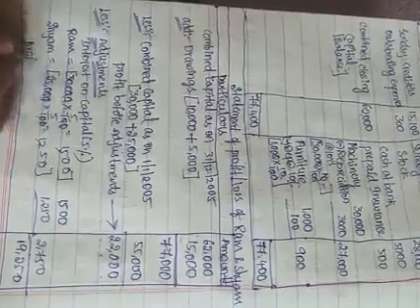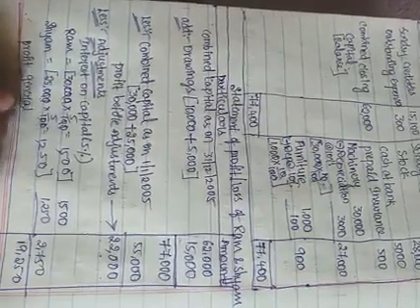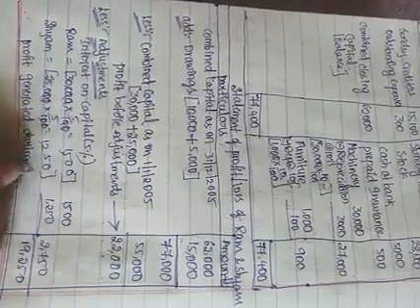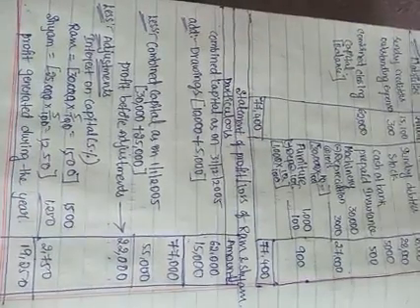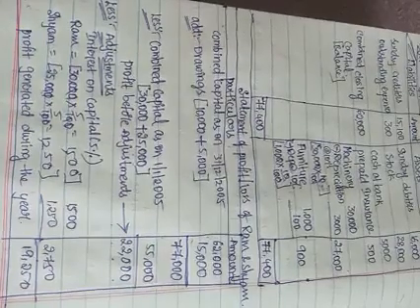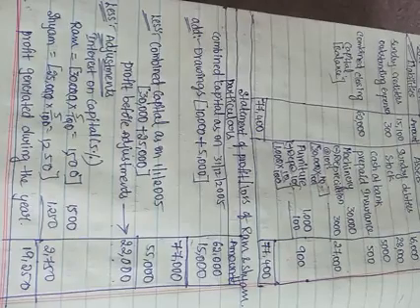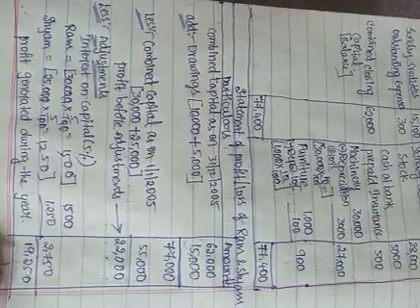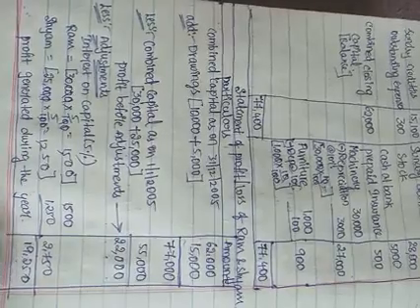Okay, profit generated during the year. And how much profit are we getting? 19,250. The profit and loss sharing ratio is 3:2. This 19,250 is shared in the ratio of 3:2 between both Ram and Sham.